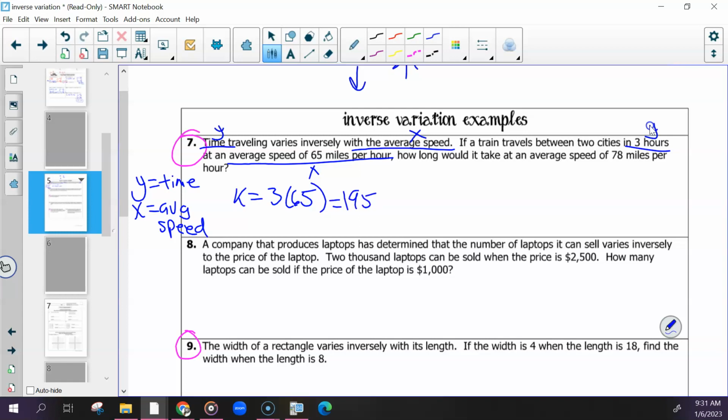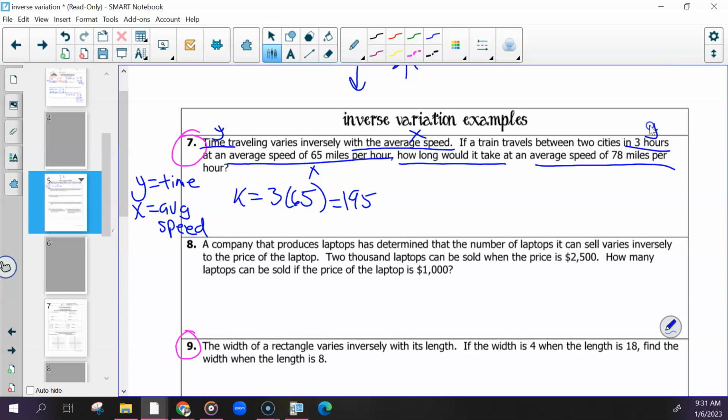Here we don't have to put like y per x because it's not linear. It's not going at a constant thing. Like it is, but it's not at the same time. So k is 195. Then we're trying to figure out how long it would take at an average speed of 78 miles per hour. So are we looking for y or for x? Y.